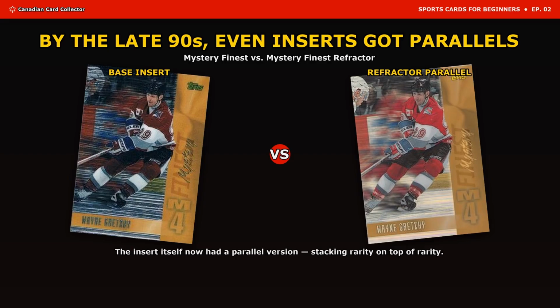After inserts and parallels came about, we started to see even more rare cards, which were essentially parallels of inserts. So in this example, we have a Wayne Gretzky insert card called the Mystery Finest, but on top of that, we had the refractor parallel of that. So essentially, you got even more rare versions of rare cards. This really was the beginning of stacking rarity on top of rarity. And it allows collectors to not only have rare collectibles, but even more rare collectibles for different tiers of collectors.